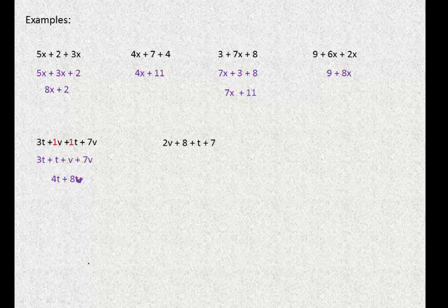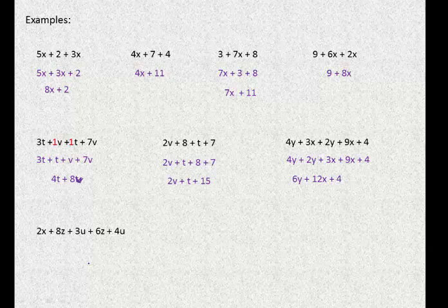Okay, next, 2v plus 8 plus t plus 7. 8 and 7 are like terms. V and t don't have anything alike, so they'll stay the same. And 8 plus 7 is 15. 4y plus 3x plus 2y plus 9x plus 4. 2y and 4y are alike. 3x and 9x are alike, so I'll add those to get 6y plus 12x plus 4.